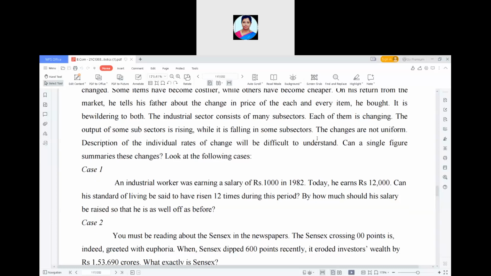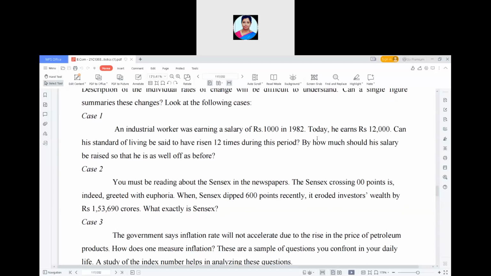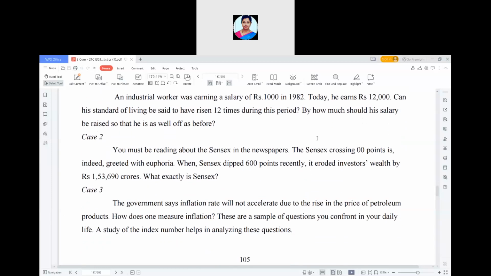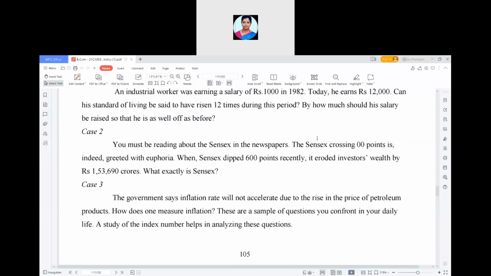Case 2. You must have read about the Sensex in the newspapers. So, the Sensex points are indeed greeted upon. When Sensex dipped 600 points recently, it eroded investors' wealth by nearly 1 crore rupees. So, what exactly is Sensex? So, we can have a look into the third case.